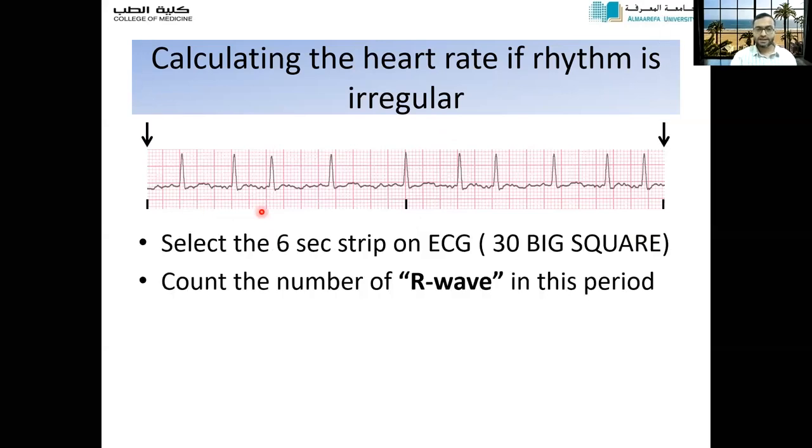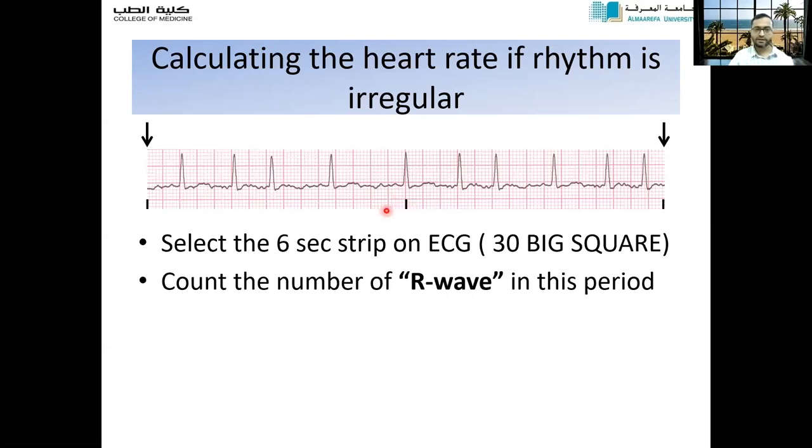You have to select the 6-second strip on the ECG paper. This is the 6-second strip I have shown. How have I selected it? We know that 1 second on the ECG paper equals 25 small squares, or 5 big squares. So you have to count 30 big squares for 6 seconds. This is a center mark I have marked here, for 15 squares.